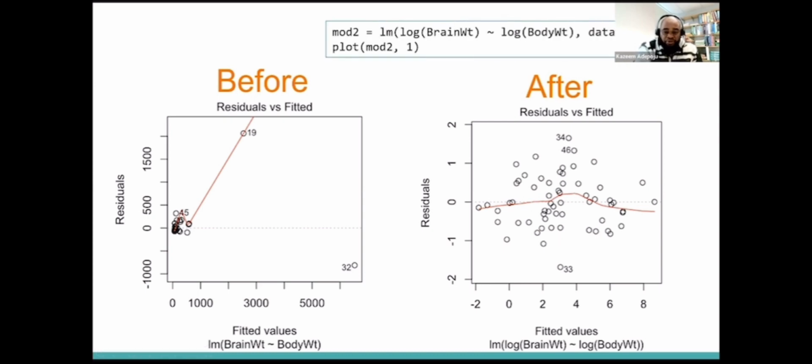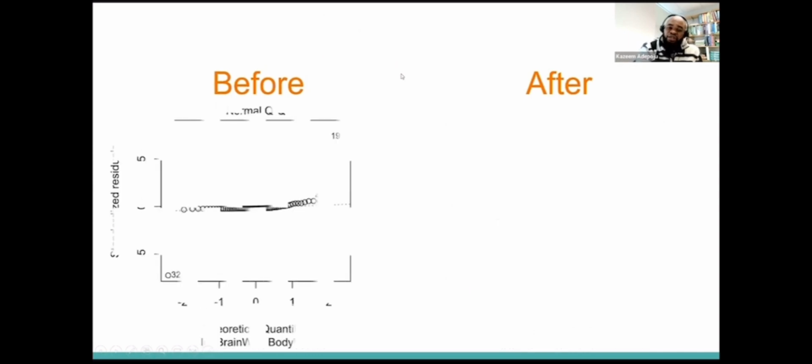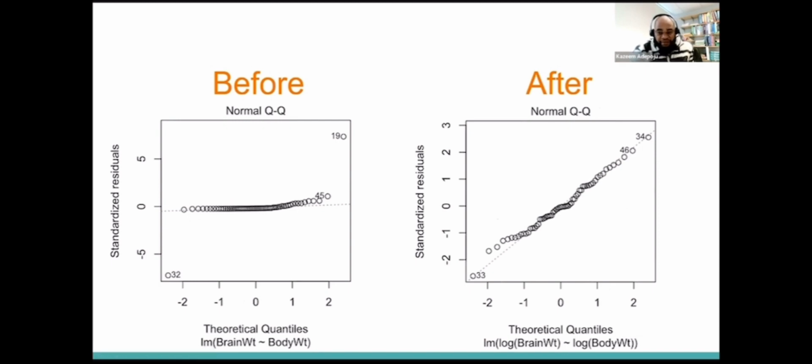Okay, so if you want to generate the plot, of course, you're going to do plot model 2,1, just like what I said the other time. Now, investigating normality, we are basically going to use normal QQ plots.